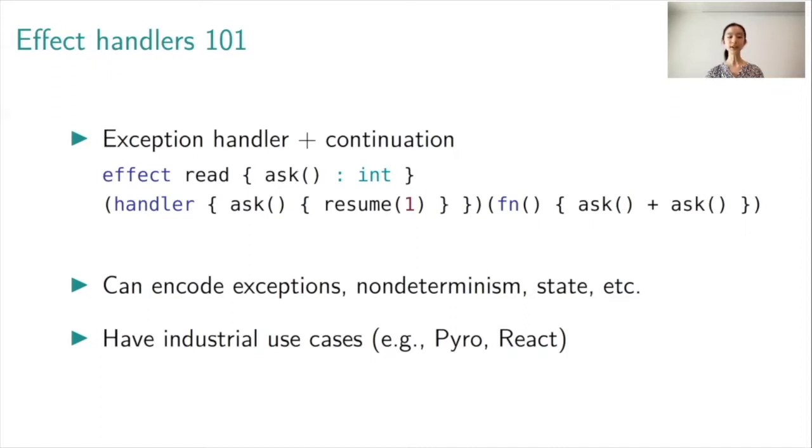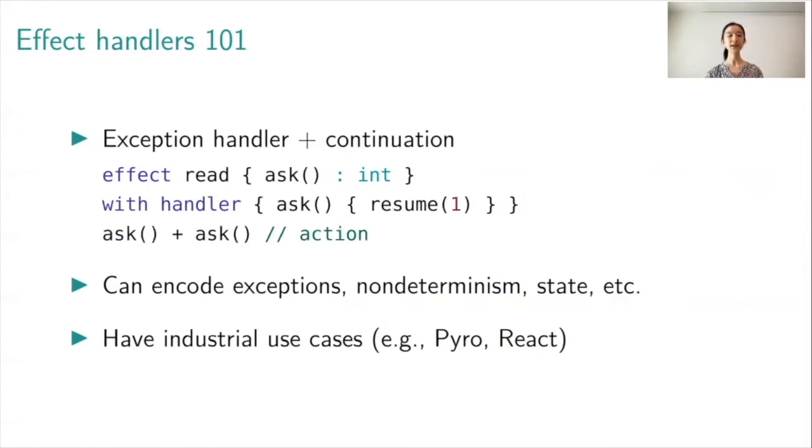We are defining a new effect, read, that has a single operation, ask. In the handler, we define the interpretation of the ask operation as 1. We do this by passing 1 to the resume function, which represents the continuation surrounding the call to ask. In Koka, we can actually write this program in a more concise way using the read syntax. By writing read handler action, we can evaluate the action under the scope of the handler.